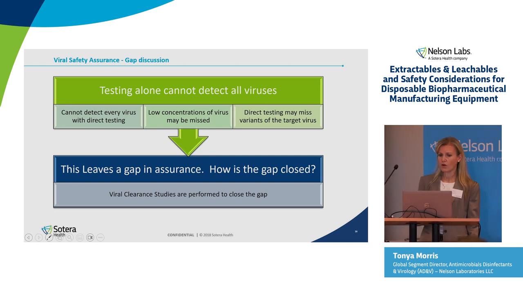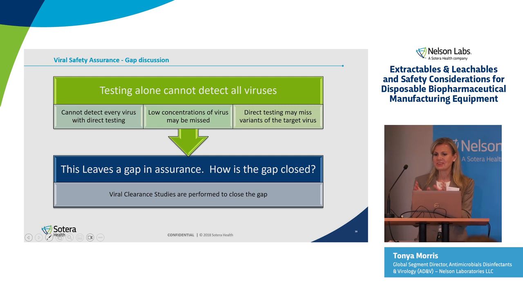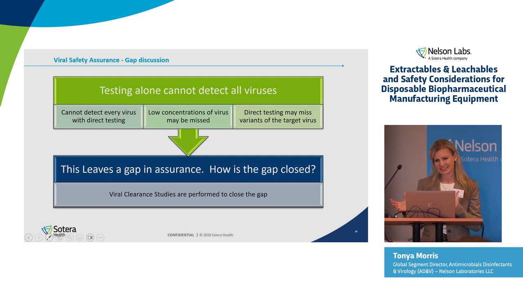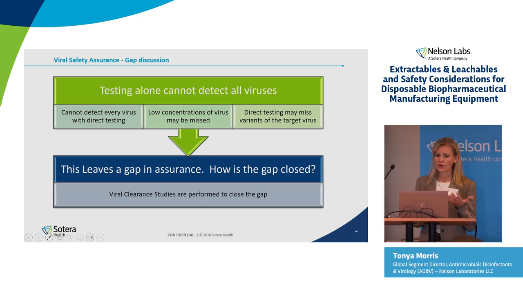And then also direct testing may miss target viruses. So if you're targeting a specific contaminant, you might miss some of the secondary viruses that are not specific to that tested kit, if that makes any sense. So how do we close this gap? There's a gap there, so how do we close it? And we close that gap with viral clearance studies.